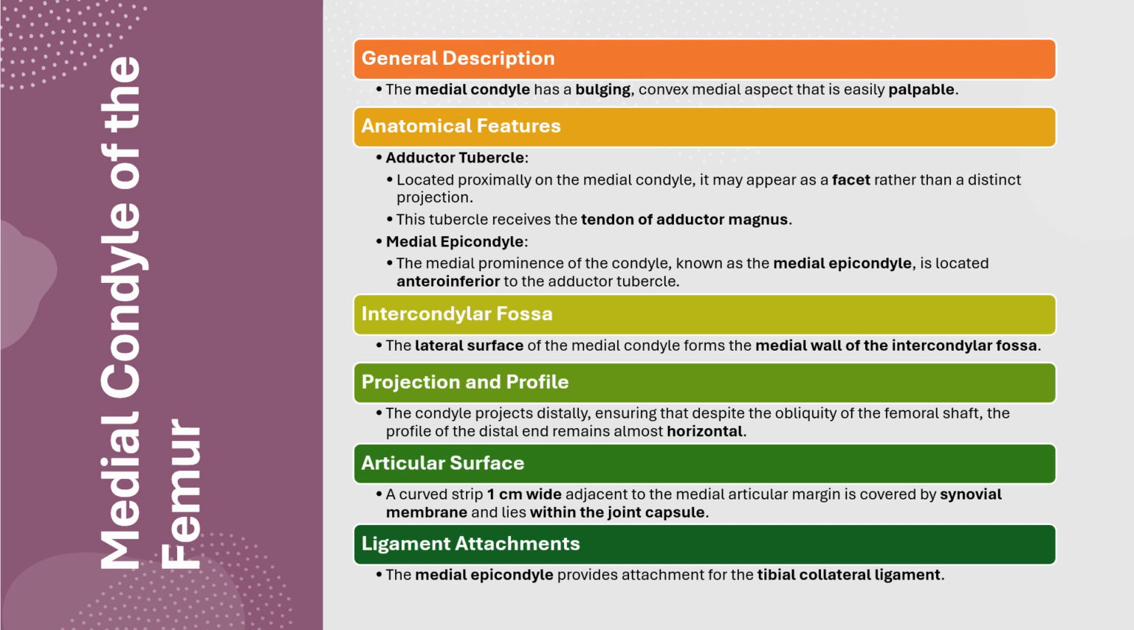There is the medial epicondyle. The medial prominence of the condyle is known as the medial epicondyle and is located anterior inferiorly to the adductor tubercle. The lateral surface of the medial condyle forms the medial wall of the intercondylar fossa. The projection and profile: the condyles project distally, ensuring that despite the obliquity of the femoral shaft, the profile of the distal end remains almost horizontal.